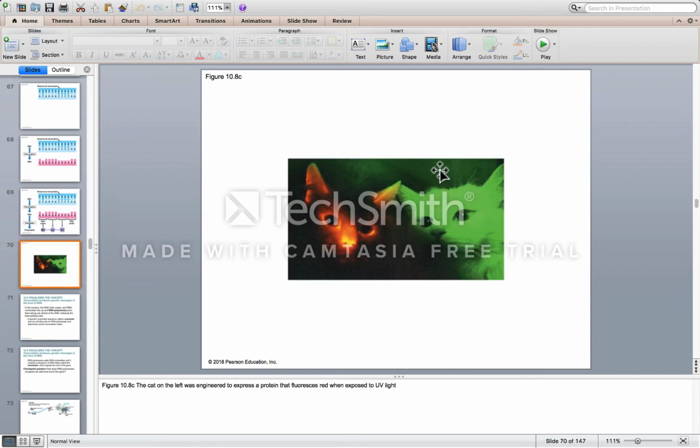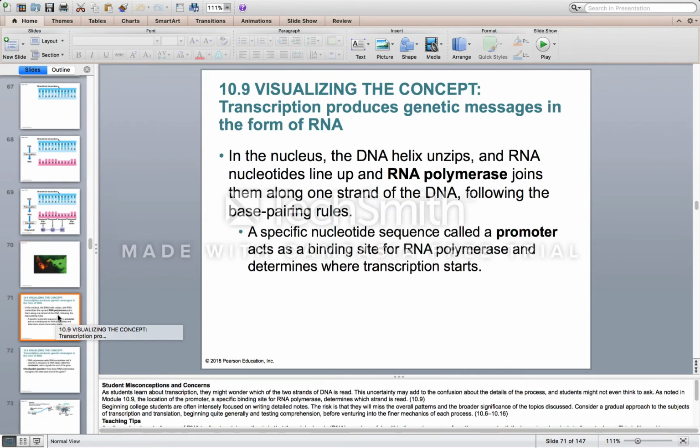All right, this is kind of cool. This is the cat on the left, which is engineered with a protein to fluoresce red when exposed to UV light, whereas the one on the right-hand side doesn't have a protein engineered that fluoresces when it's exposed to UV light. So we can actually manipulate these poor little cats to fluoresce in the presence of a UV light.